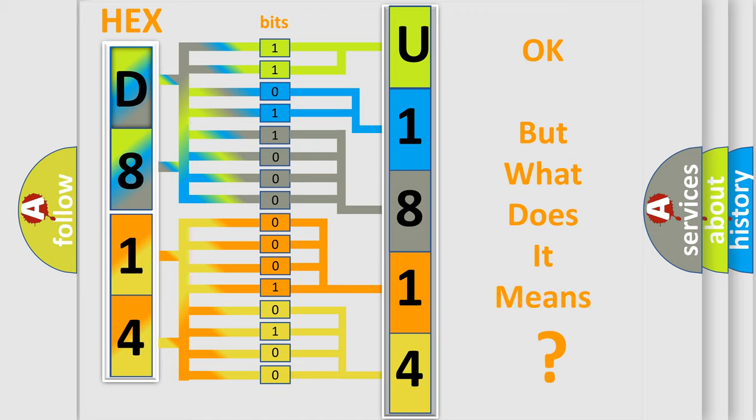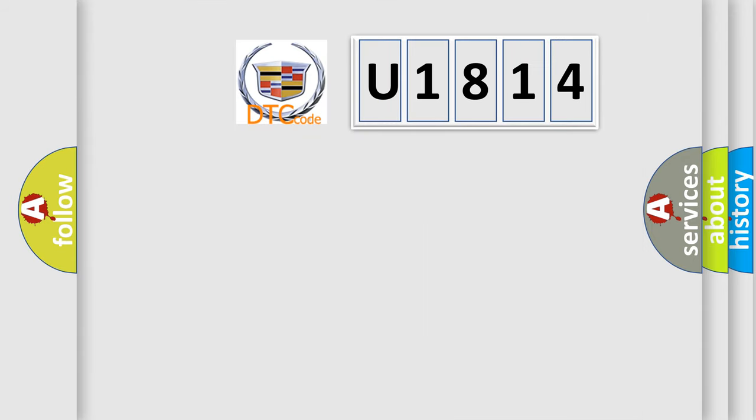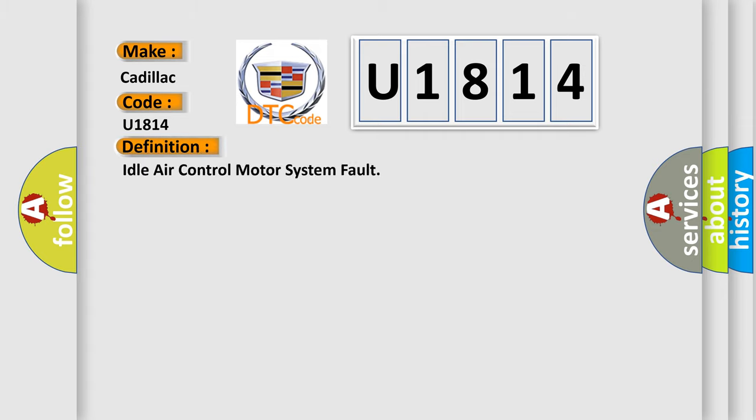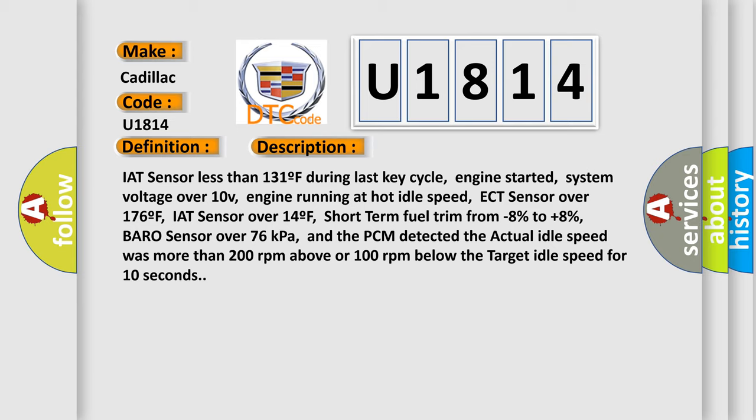The number itself does not make sense to us if we cannot assign information to what it actually expresses. So, what does the diagnostic trouble code U1814 interpret specifically for Cadillac car manufacturers? The basic definition is idle air control motor system fault. And now this is a short description of this DTC code.